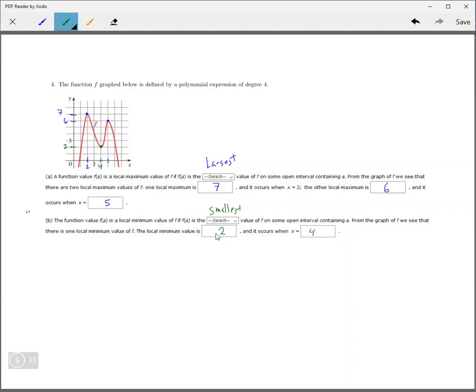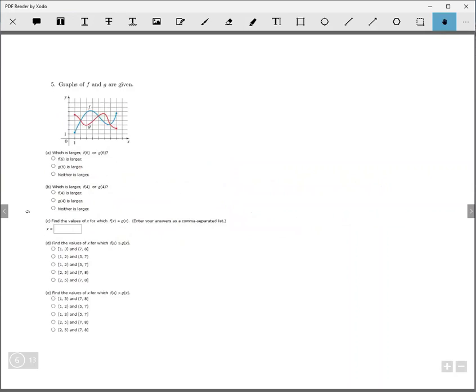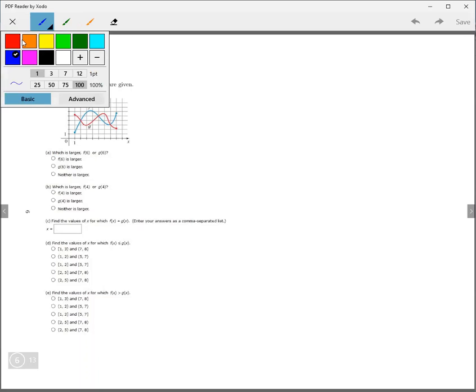Okay, so the local minimum would be the y value. This is the local maximum's y value. And where it happens is an x value. Okay, number 5. Here we have 2 graphs. We have f and we have g. And so the first question is, which is larger, f or g?